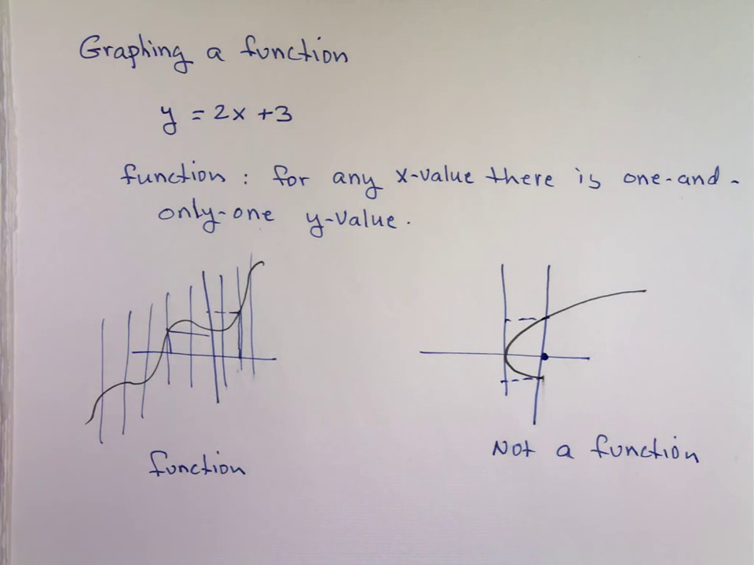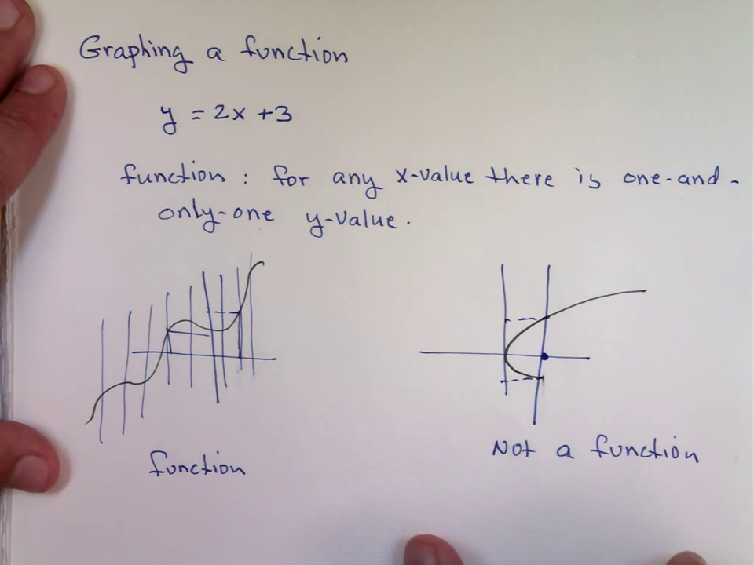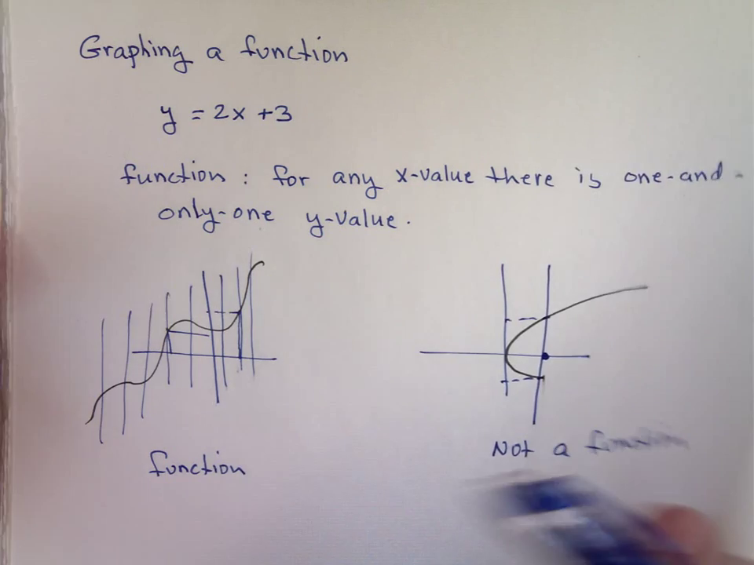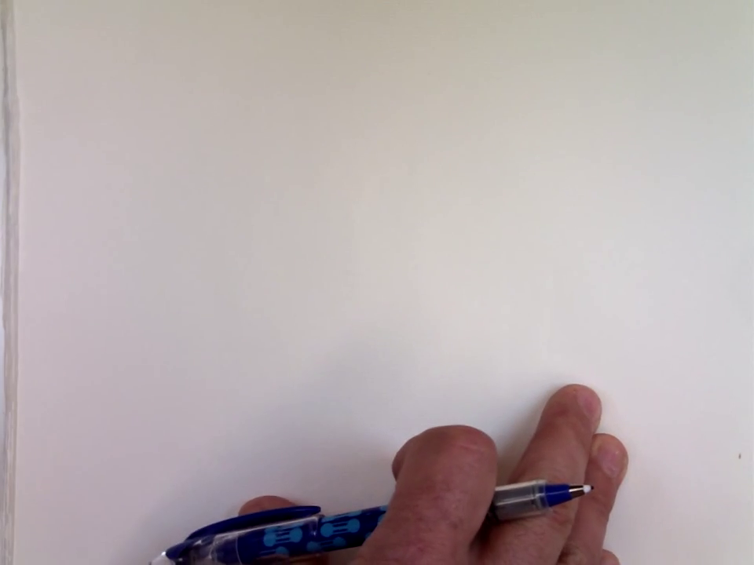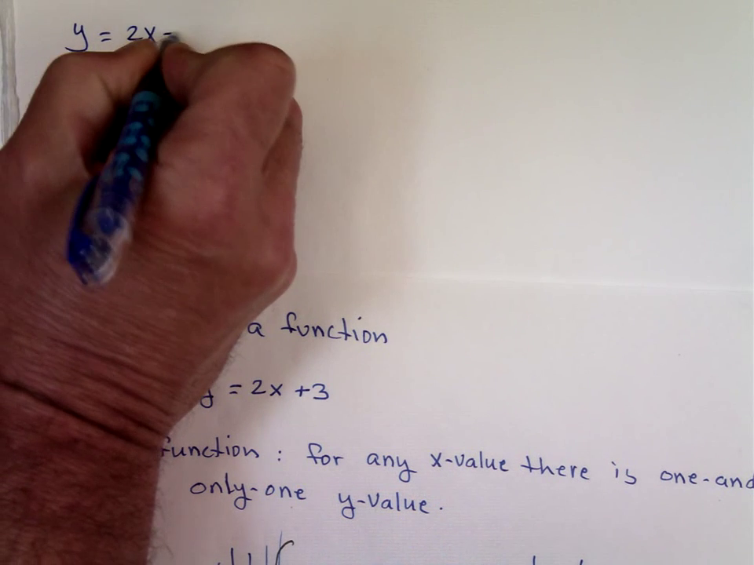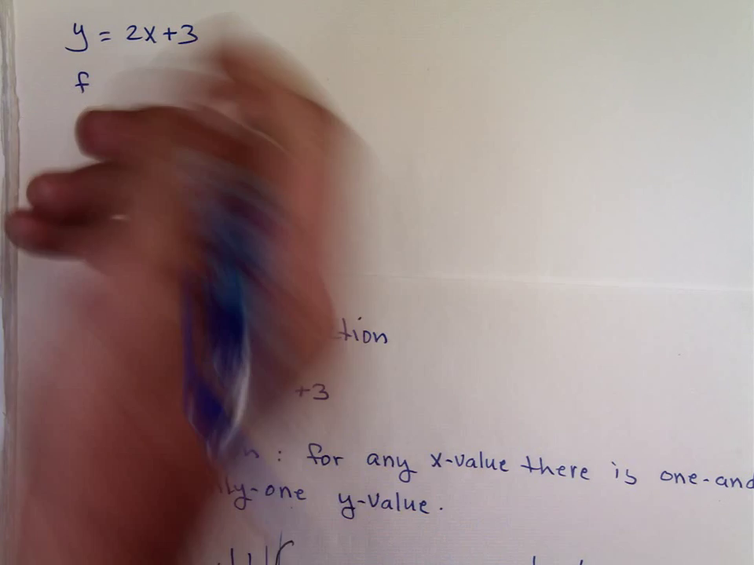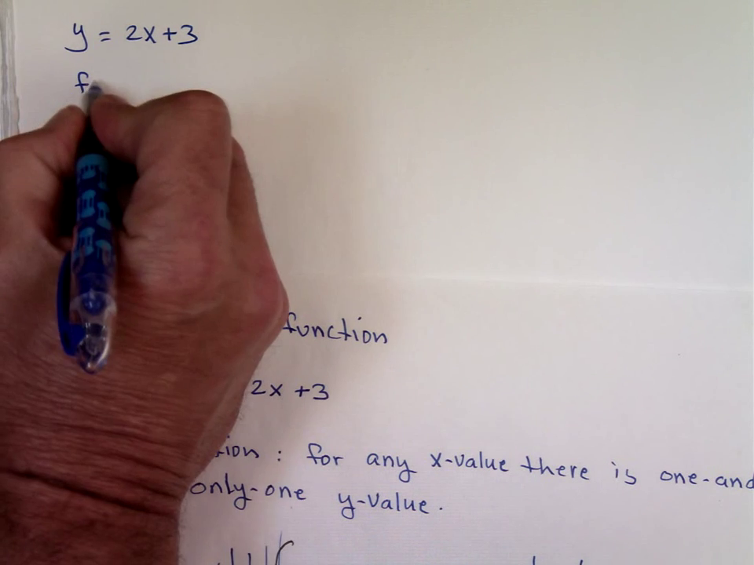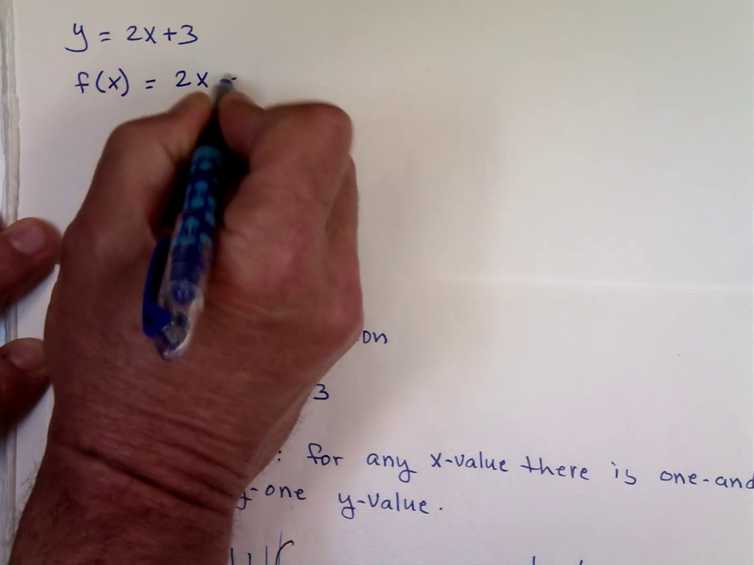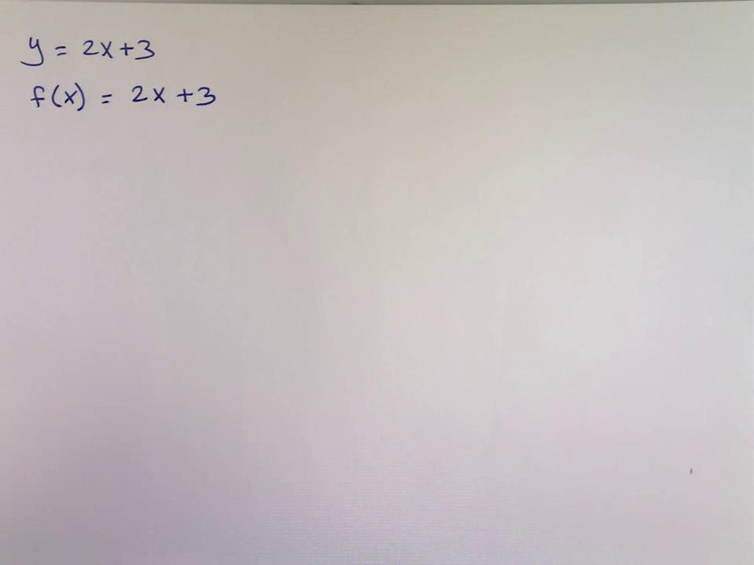Now, why do we like the word function? Because now instead of y equals 2x plus 3, I'm always full of energy, so if I'm going fast, let me know. If I have y equals 2x plus 3, instead of saying y, I'm going to use f because the word function begins with the letter f. I'm also going to let you know the variable on the right, I'm using the variable x. So instead of y, I'm going to use f of x.